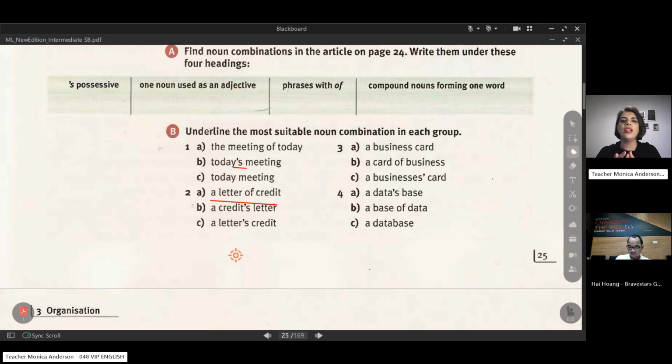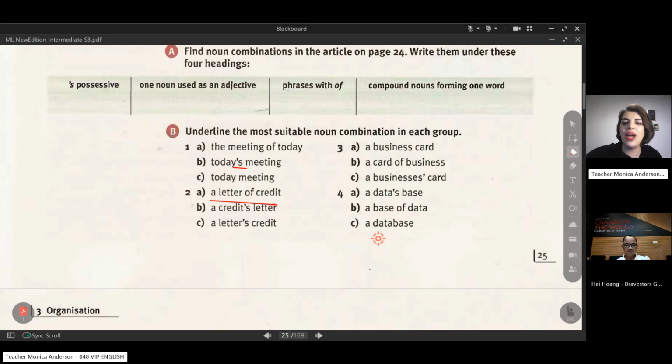You can put, for example, business card. There are some collocations that we normally use, and business here is used as an adjective. So about number 3, we don't say a card of business. Card is a noun, business is a noun, so why say a card of business? Here, business is used as an adjective, a business card. Like when we say a credit card, we don't say credit of card.